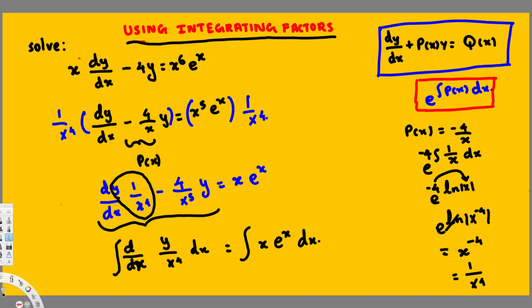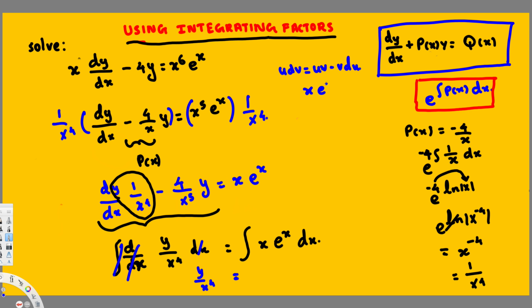Now when we integrate this, the integration and the derivative cancel, so we are going to have y over x^4 is equal to the integration of this one. Now this one we have to use integration by parts, right? The integral of u dv is equal to uv minus the integral of v du. So in order to do this, we have to find u and dv.